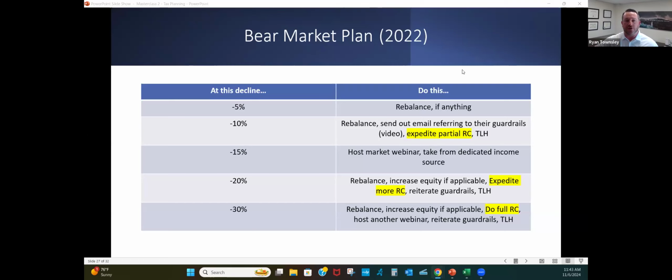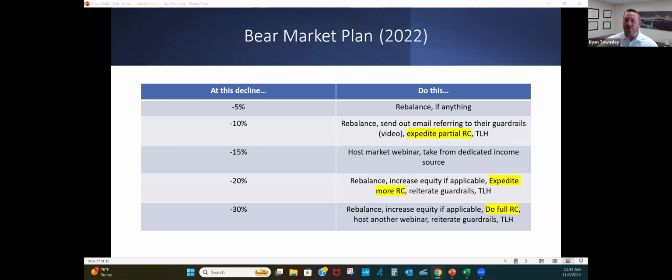I created, in 2022, and I have right now, a down market plan, or a bear market plan. It's a way to empower clients to be comfortable with how we take advantage. We might be scared of down markets, but how do we find some type of silver lining? So at these different levels of decline, you can see I have some different actions. Now, the ones I highlighted are expediting or even increasing Roth conversions based on how far the market's down.